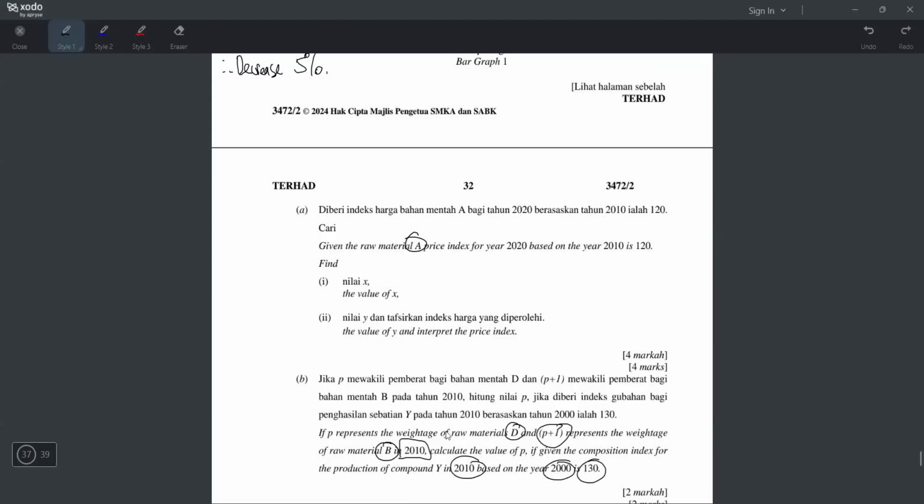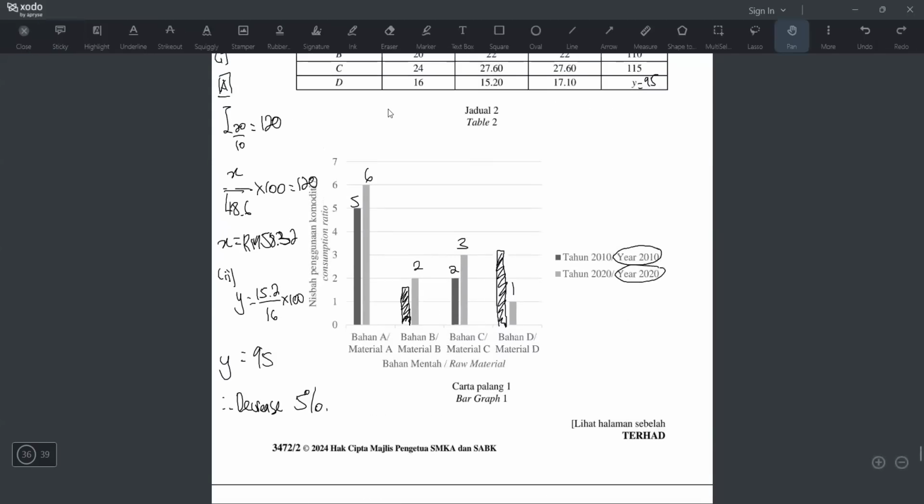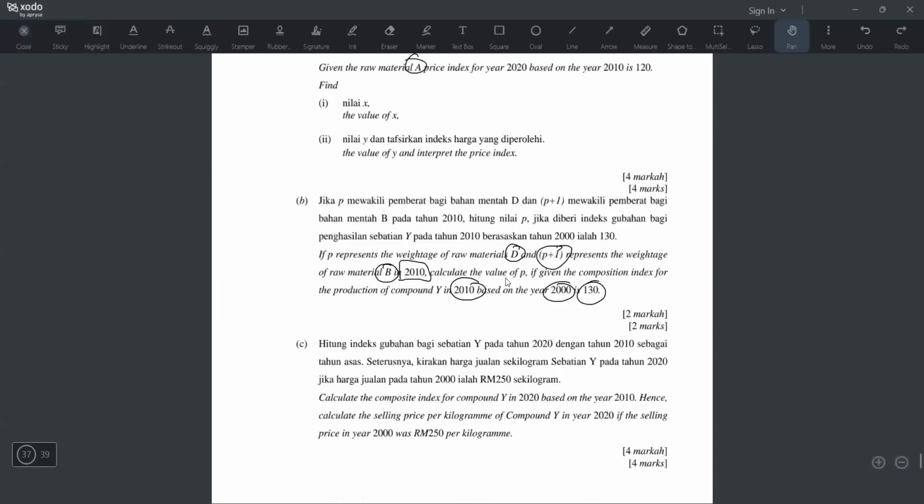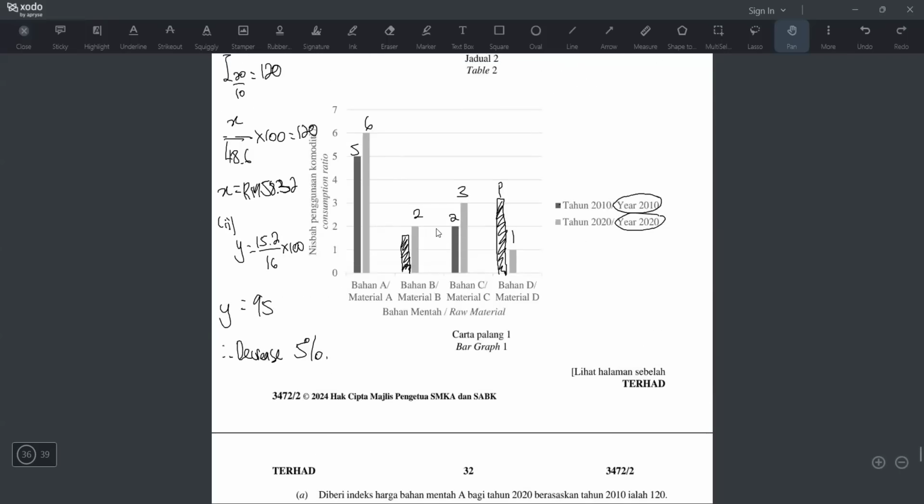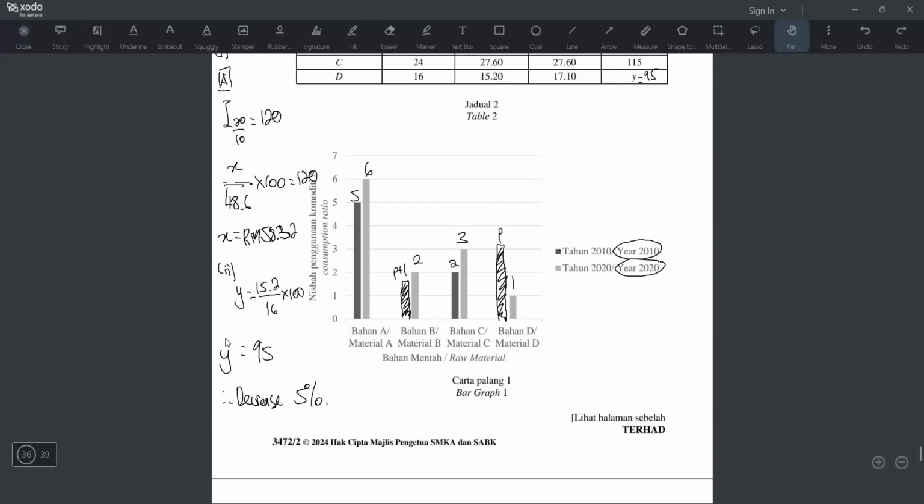Okay, 2010 punya weightage dia bagi apa? P. Okay, 2010 D punya weightage P. So this one is P lah. Right? Okay. And then yang P plus 1 tu apa? P plus 1 is also weightage for material B in 2010. So P plus 1 is B punya weightage in 2010, right? Okay, so actually this bar should be higher than this lah, sebab dia P plus 1, right? But it's okay lah. This drawing is just a drawing only. Dia tak ada markawan. Ini just lukis saja.